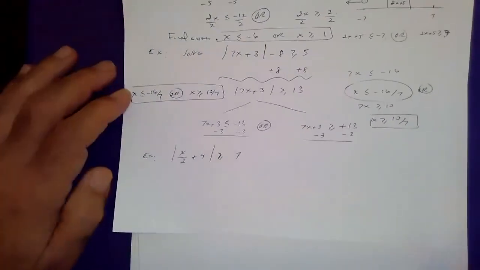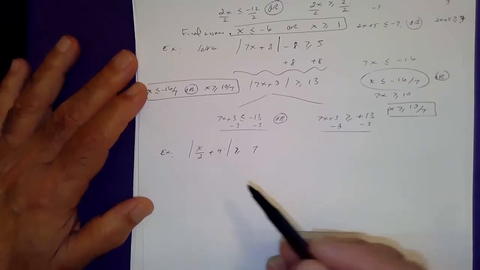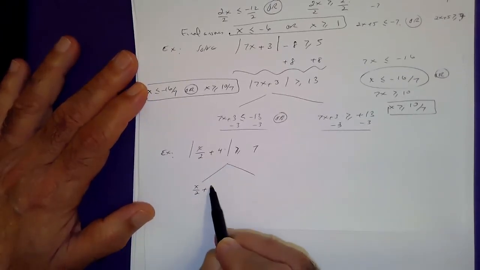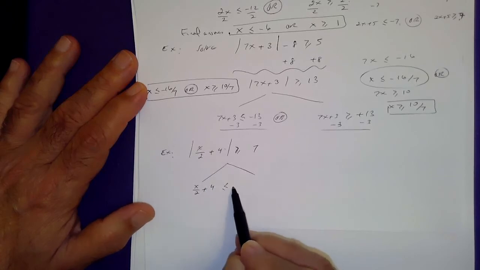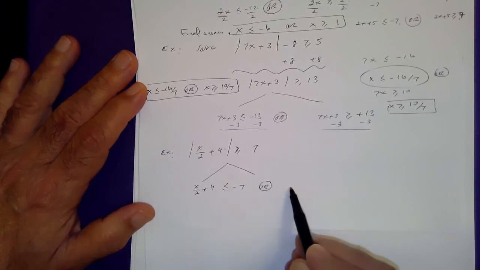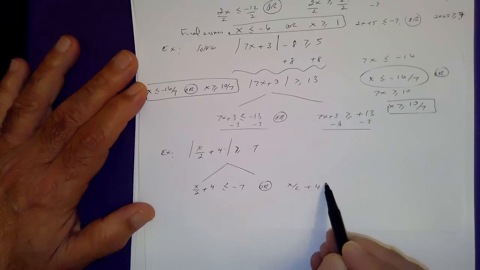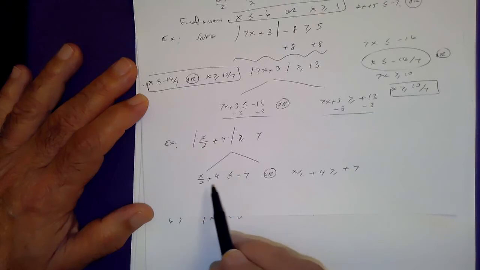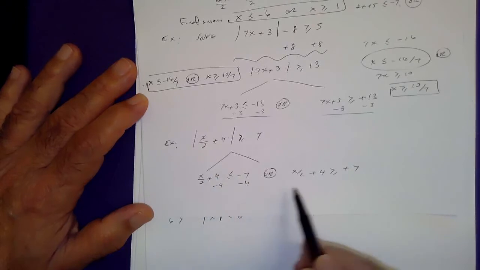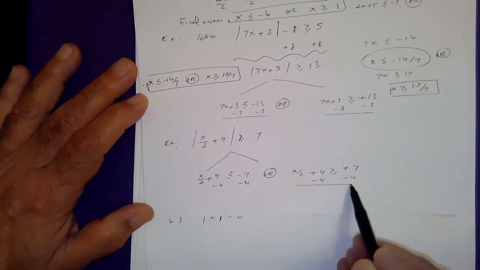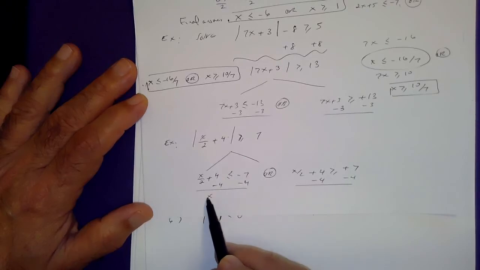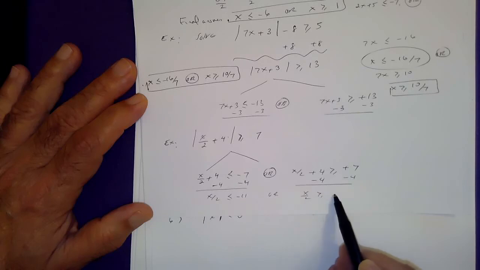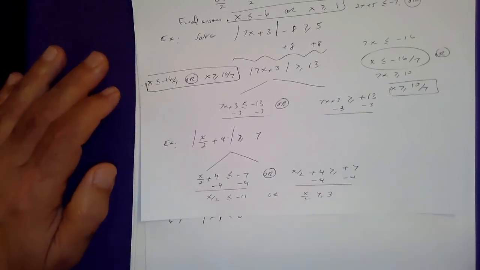Finally, we have a fraction. So don't panic. Once again, you go, okay, x over 2 plus 4 is less than or equal to negative 7, or x over 2 plus 4 is greater than or equal to positive 7. So subtract 4, because you're trying to isolate x. You get x over 2 is less than or equal to negative 11, or x over 2 is greater than or equal to positive 3.